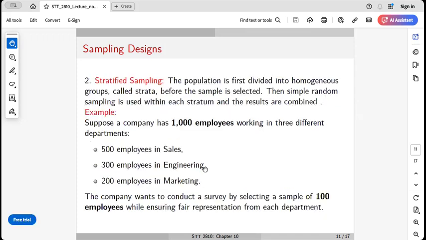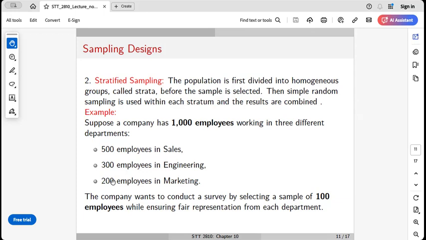The other sampling design I want to talk about is stratified sampling. Stratified sampling is in 2 stages. The first stage is to divide the population into homogeneous groups, and each group is called a stratum. Then we use simple random sampling to select the sample within each stratum. This is an example of that. Suppose a company has 1,000 working employees in 3 different departments: 500 in sales, 300 in engineering, and 200 in marketing. The company wants to select 100 people.